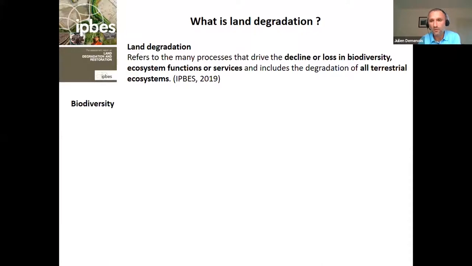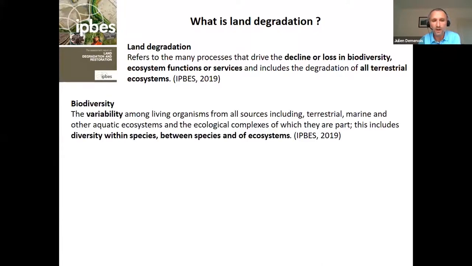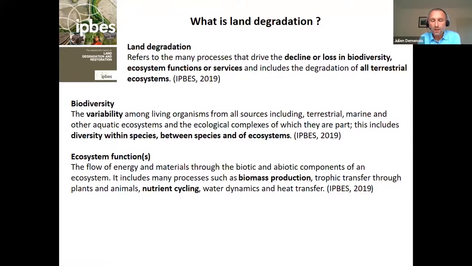First, biodiversity. I'm sure everybody knows what biodiversity is, but we can summarize it as the diversity within species, between species, and of ecosystems. So if there is a decline or a loss, there is land degradation. About the ecosystem functions, it concerns the flow of energy and materials. And for our topic today, it includes particularly biomass production and nutrient cycling.